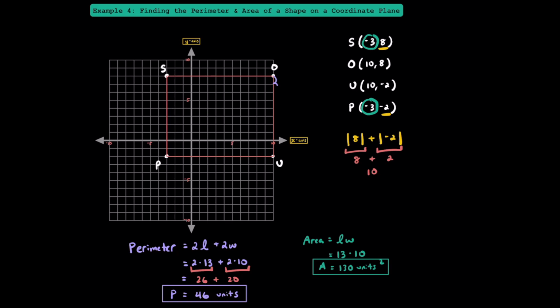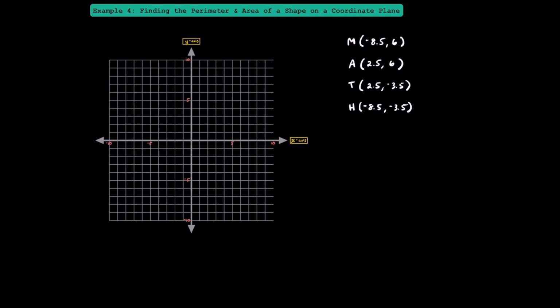If you were to count around the entire rectangle here, you would count 46 of these little unit lengths all the way around. On the other hand, the area of 130 units squared represents the fact that there are 130 of these squares inside of this rectangle. While perimeter represents a one-dimensional length around the outside of a figure, area represents a two-dimensional space inside of a figure. Now it's your turn.